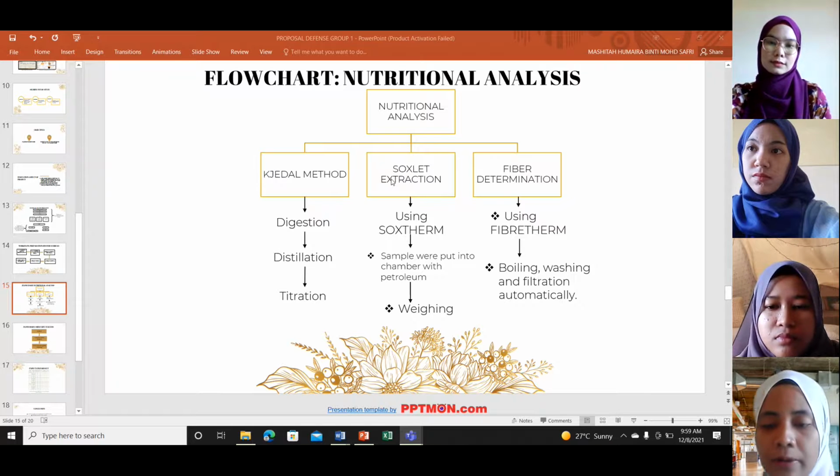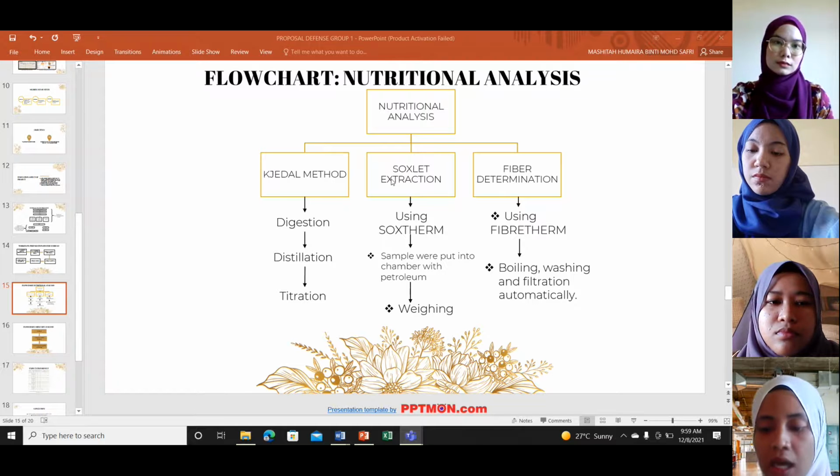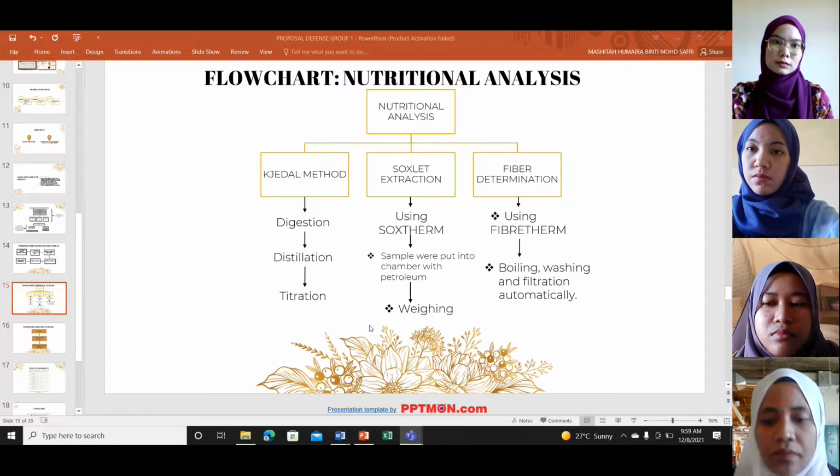Lastly is the fiber determination. For the fiber analysis, we use a fibertec, and the steps are boiling, washing and filtration automatically. It only presents the fraction of the fiber and not the true total of the fiber.